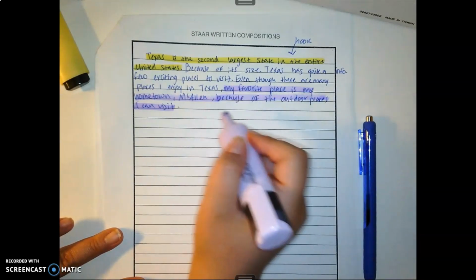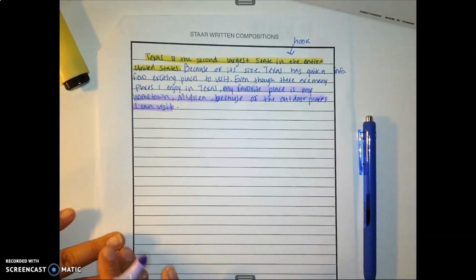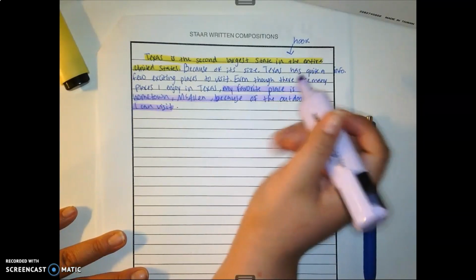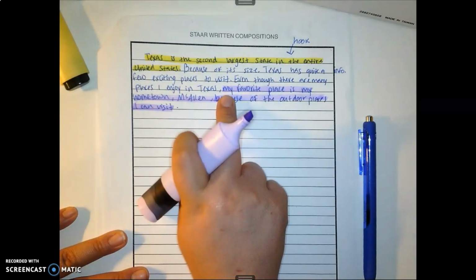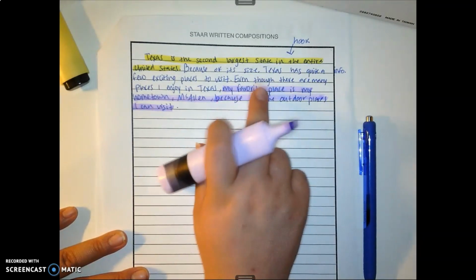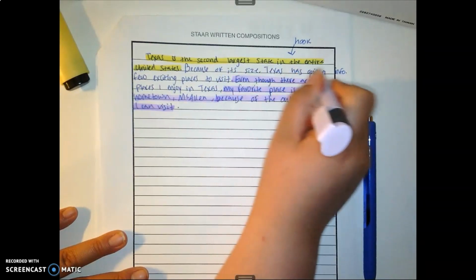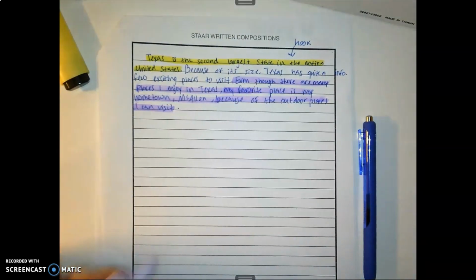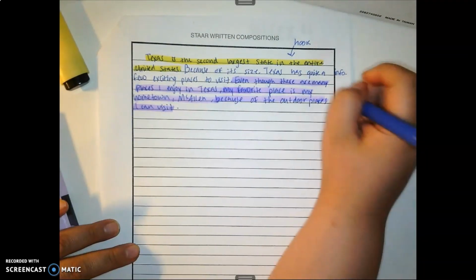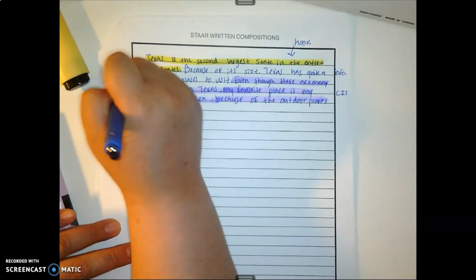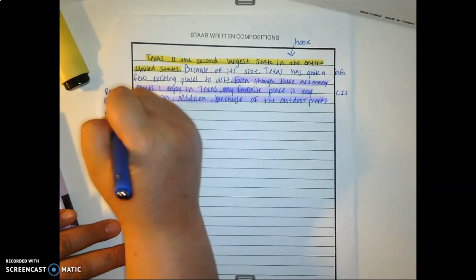Now, what was the topic? What is the topic that we're writing about? We are writing about our favorite place in Texas. So by me saying my favorite place, I'm already restating the prompt. So I'm going to go ahead and highlight this whole part right here because it's all one sentence. And this is my central idea statement. It's also where I restate the prompt, and it's also where I mention my reasons.